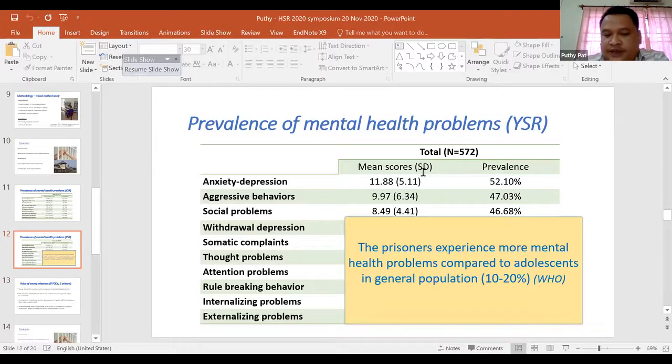We see the young prisoners experience a lot more mental health problems compared to adolescents in the general population. The WHO in 2020, on their website, revealed that adolescents might suffer from 10 to 20%. I mean, adolescents in the general population. But what we found among the young prisoners is between 40 to 50%. So it's more than double compared to the general population.